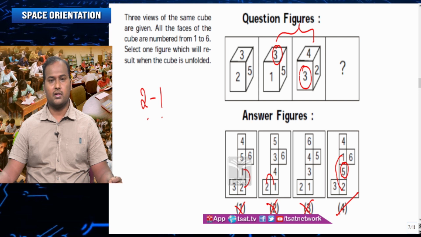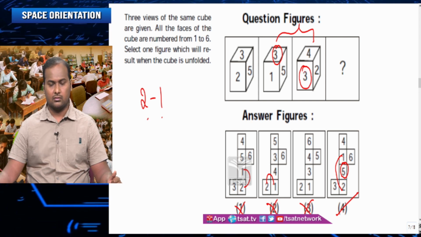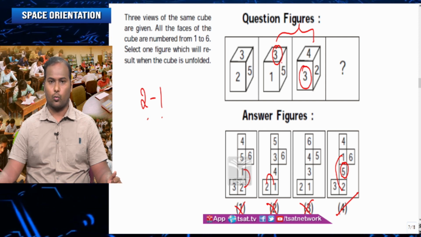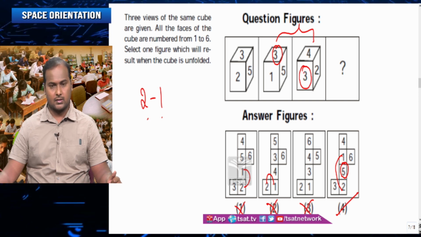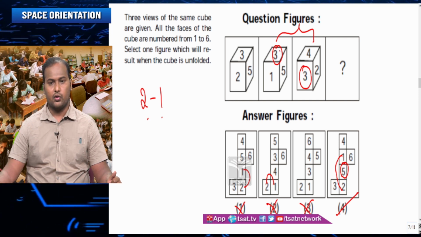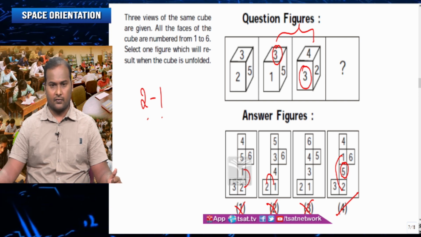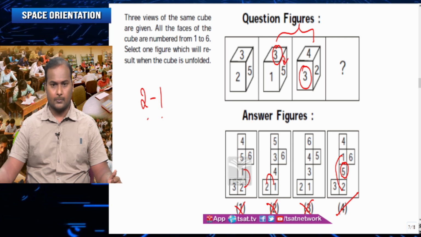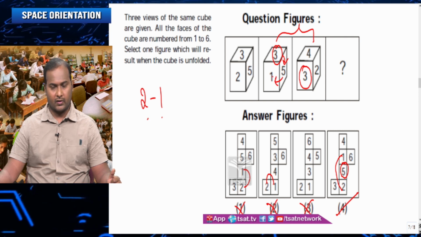In this case only one face is common. Now what will you do? From the common face you move either clockwise or anti-clockwise. What is common here? In both cases it is 3. In the first cube, from 3, if I move clockwise, I get 5. Again from 5, if I move clockwise, I get 1.